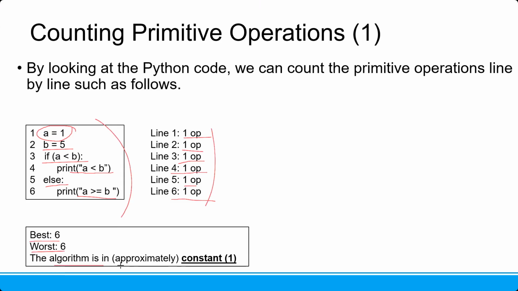So this algorithm is approximately 1, because every line is 1, 1, 1, 1, 1, 1. So we call this constant.